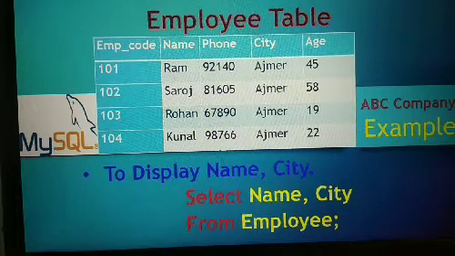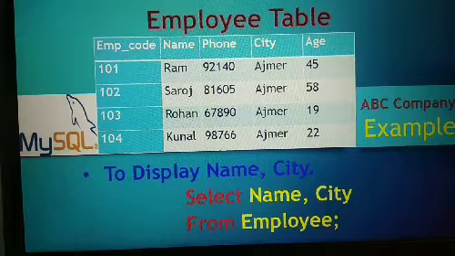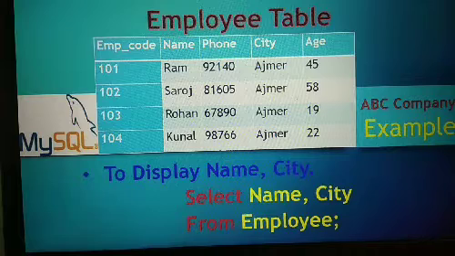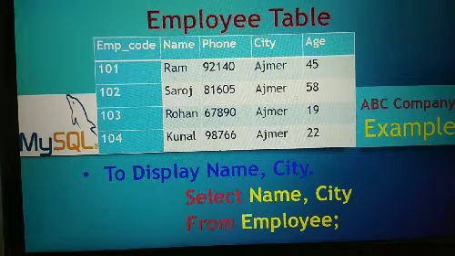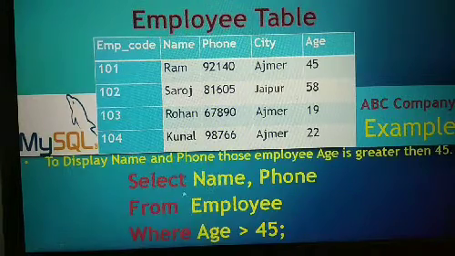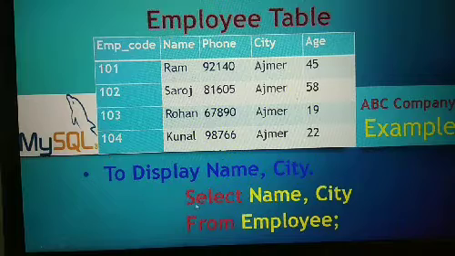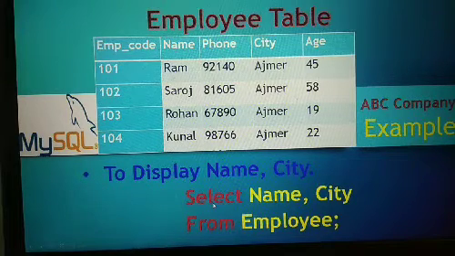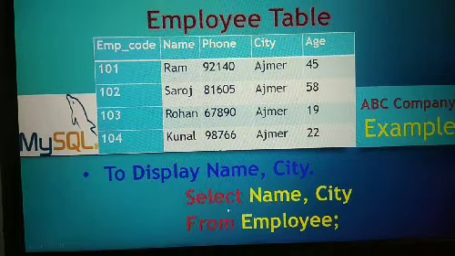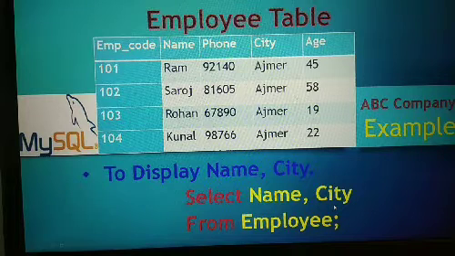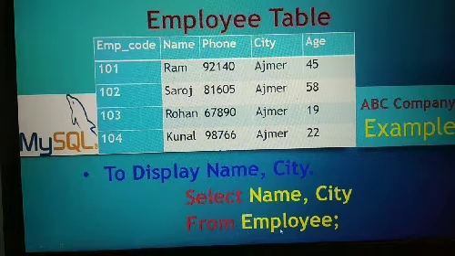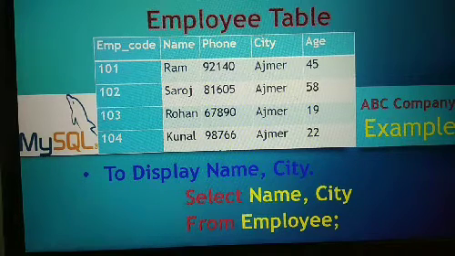Suppose we have to display only name and city. So we need only name and city. And name and city are contained in which table? Our employee table. So we will make a query for this. In select clause we require which columns: name and city. So we will write with select clause name comma city. Is it clear? And which table contains them? From employee table. So we will write from employee. Is it clear? Okay, let's see.